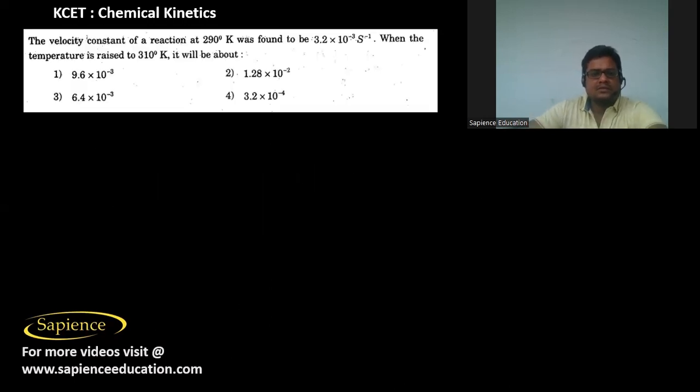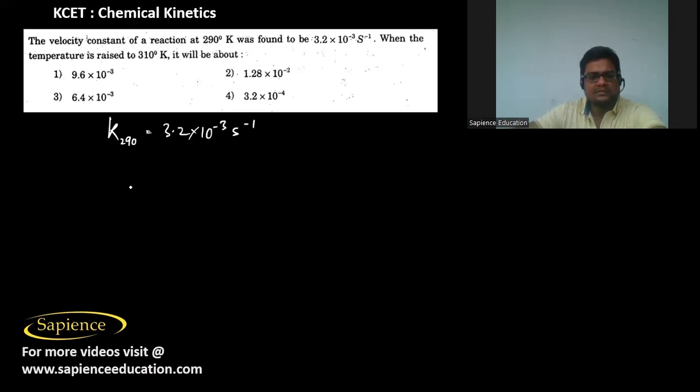Then it is told the velocity constant of a reaction at 290 Kelvin was found to be 3.2 × 10^-3 per second. When the temperature is raised to 310 Kelvin, it will be about? Now, the value of the rate constant at 290 Kelvin is 3.2 × 10^-3 per second.